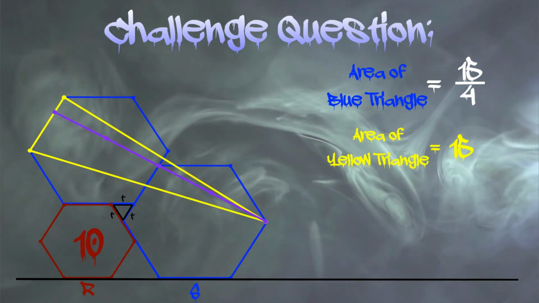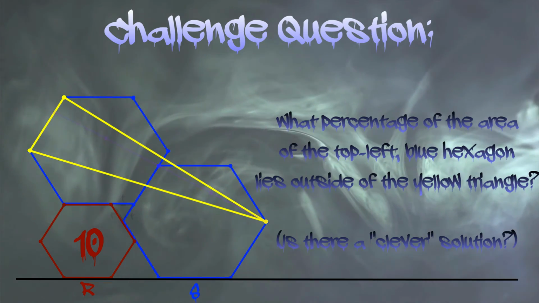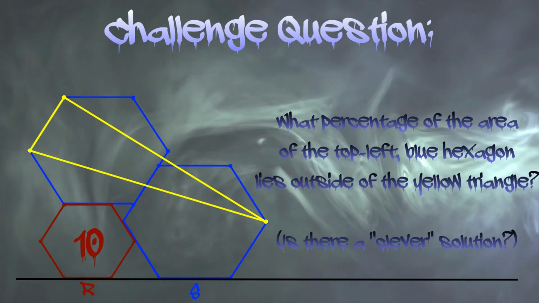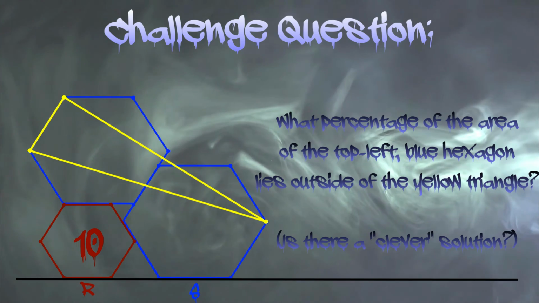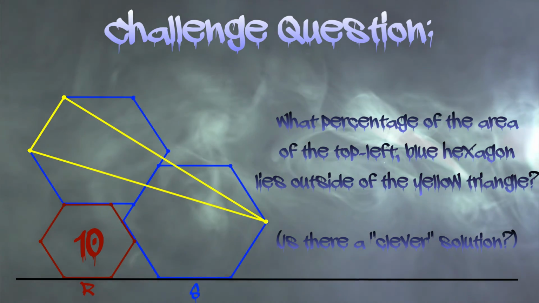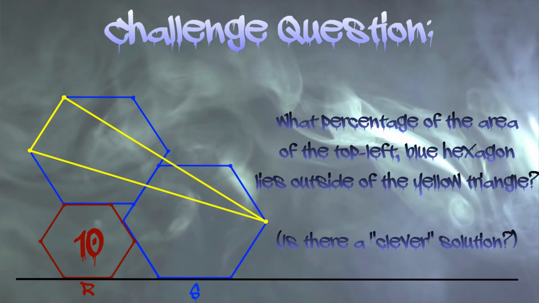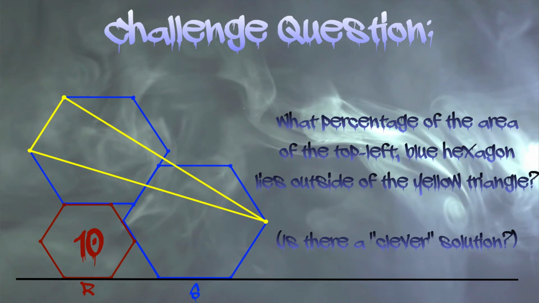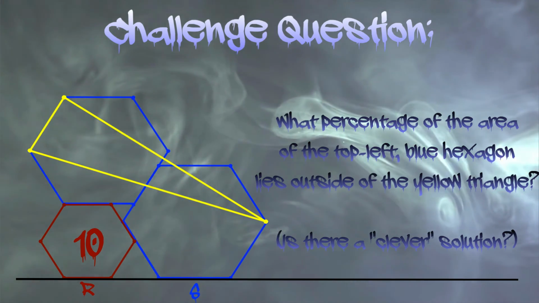As always, I'll end the video with a challenge question. In the original diagram, what portion of the area of this hexagon does not lie within the bounds of the yellow triangle? And in the spirit of this video, if you're feeling clever, can you answer this question without actually calculating the area of the blue hexagon nor the area of the yellow triangle?